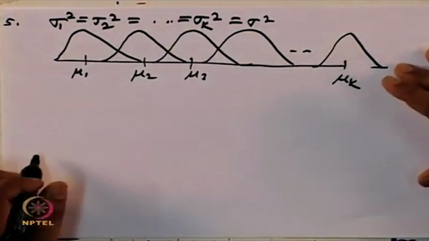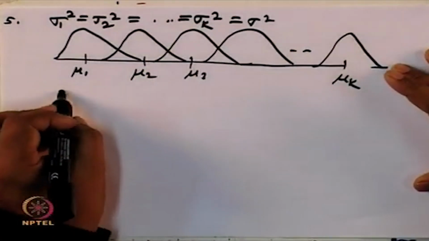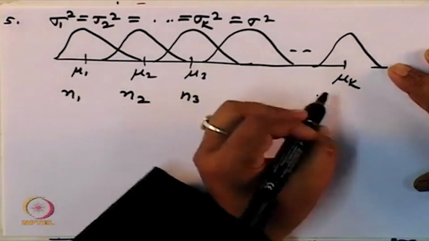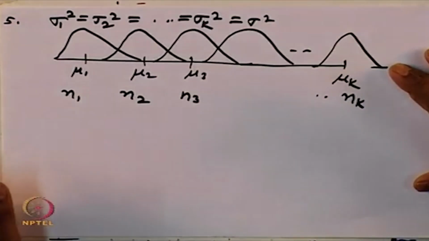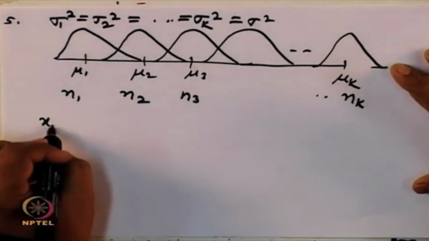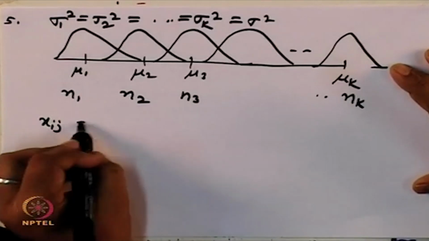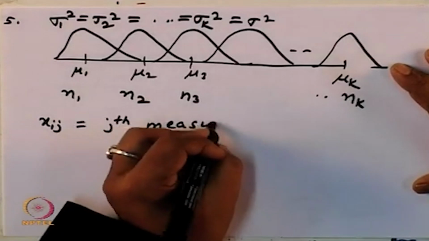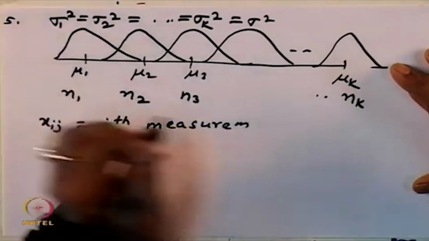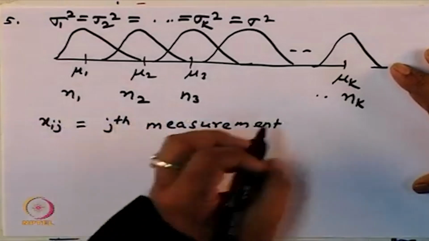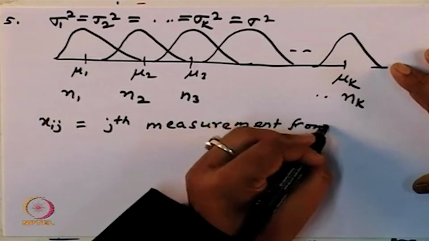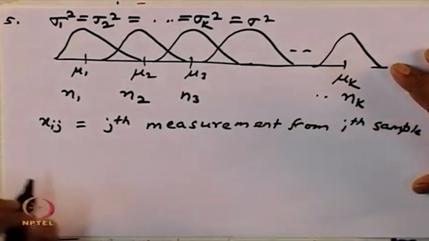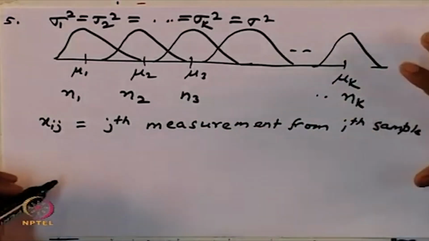Okay. So, you want to test the hypothesis. Let us say your sample sizes are n1, n2, n3, ... nk. And x_ij is the jth measurement from the ith sample.